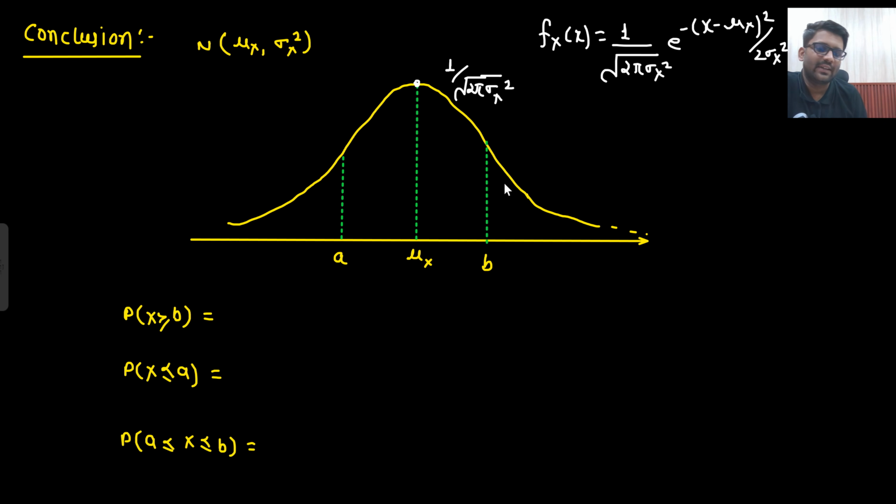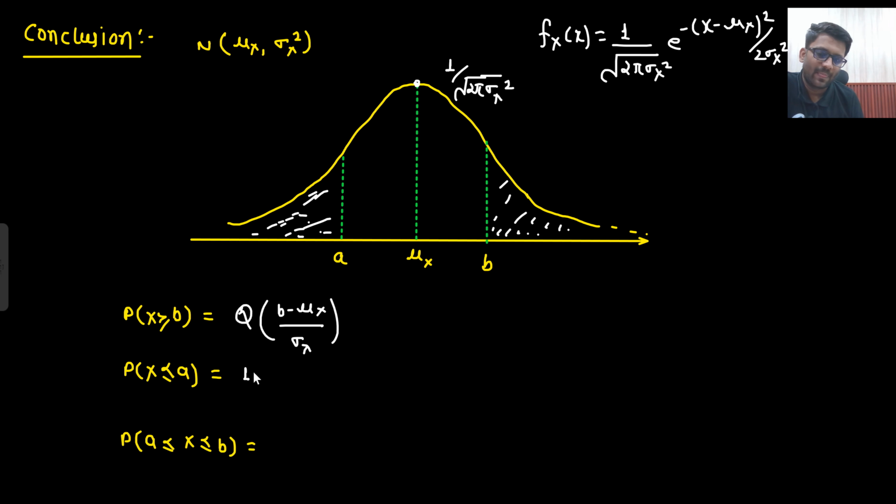Right? Probability of x greater than B, that means this is what I am talking about. So it would be equal to Q of (B minus mu x) upon sigma x, right? X less than a, if I am talking about this probability, that means what I need to do, 1 minus probability of x greater than a, because I remember the answer for greater than a. So what will be the answer? 1 minus Q of (a minus mu x) upon sigma x.